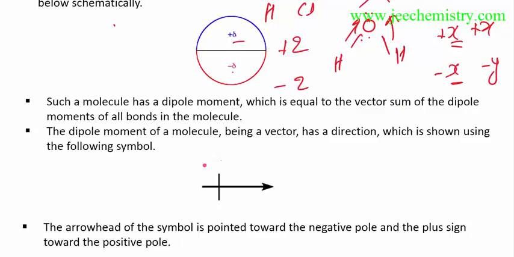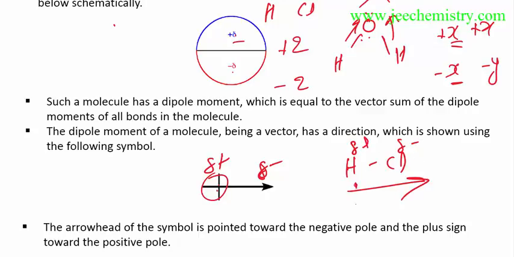The dipole moment of a molecule, being a vector, has a direction which is shown using the following symbol. In this direction will be delta minus, and this direction will be delta plus. For remembering purposes, the plus sign is here, so it will be plus, and here will be the minus sign. If HCl is there, this is minus and this is plus, so we sign it in this way. This is the direction of the dipole moment. This means that the overall dipole moment is in this direction.